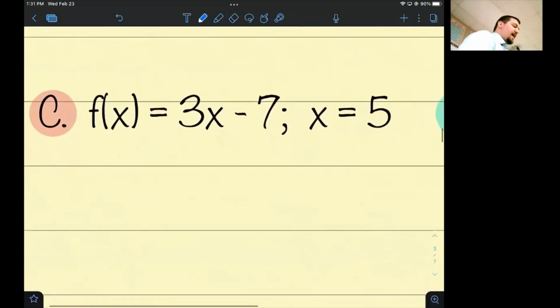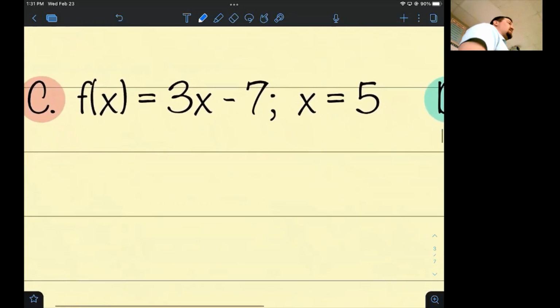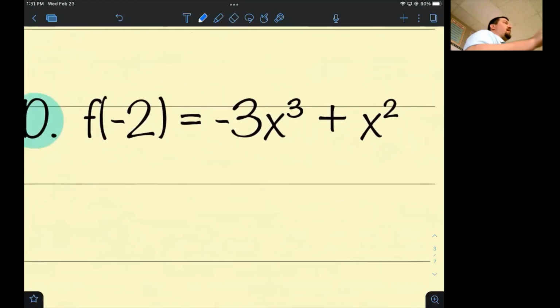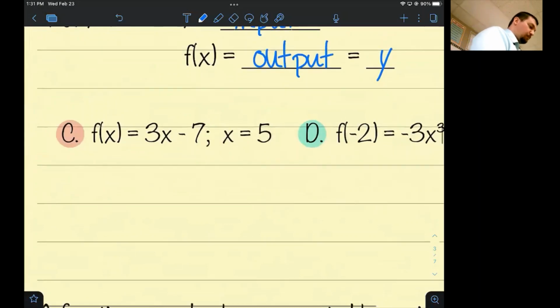This one says f of x equals 3x minus 7, x equals 5. Okay, so we have to figure out what f of x is when I input 5. This one says f of -2. That automatically tells me I'm going to be inputting -2 in for x, and figure out what the output is. Let's do example C first.